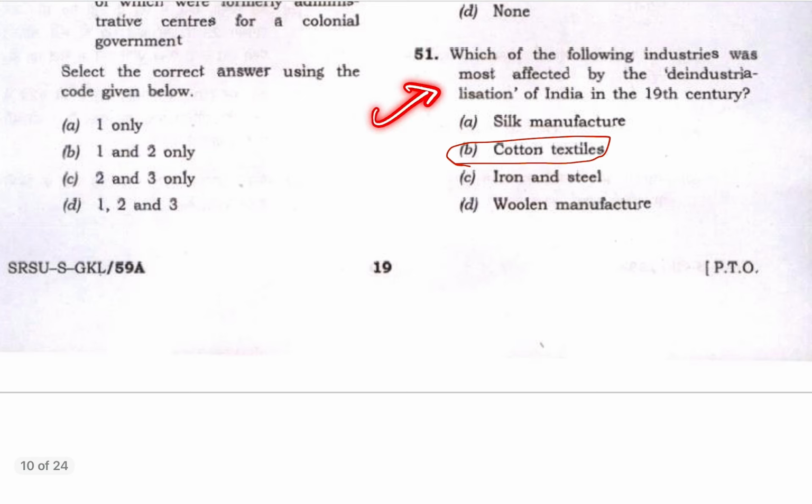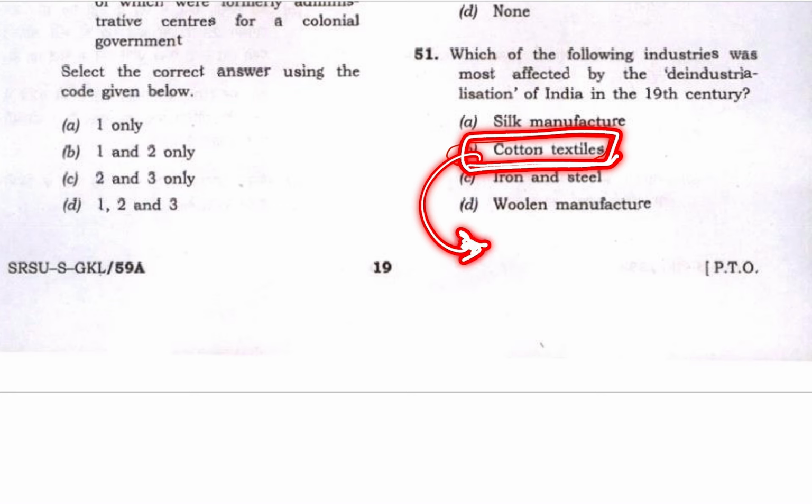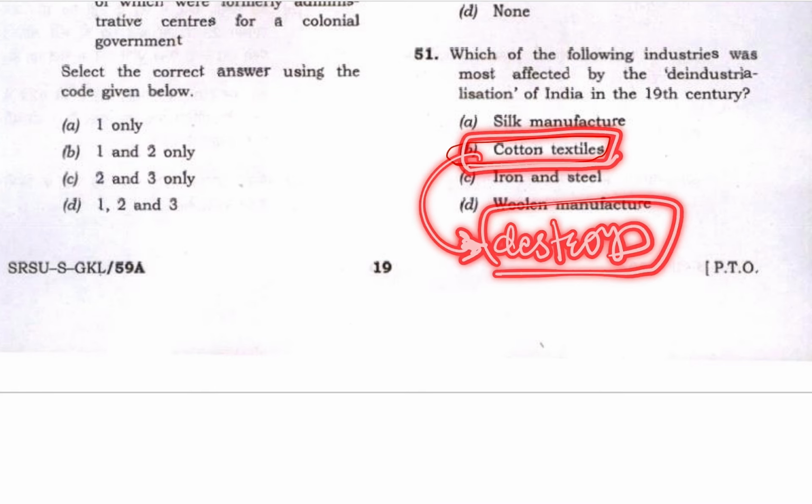Which of the following industries were most affected by the deindustrialization process carried out by the British? So cotton textile was one of the first industries that got destroyed, right, as a process of deindustrialization.